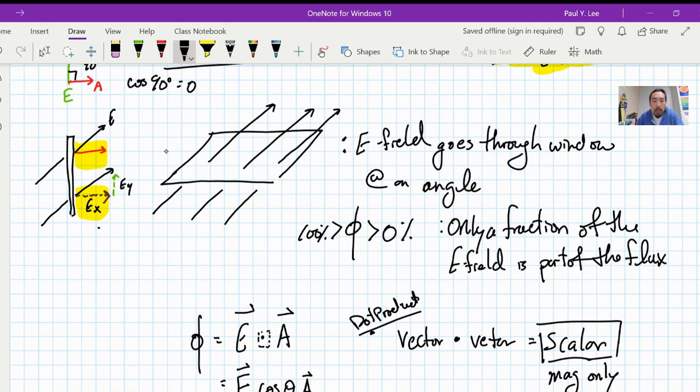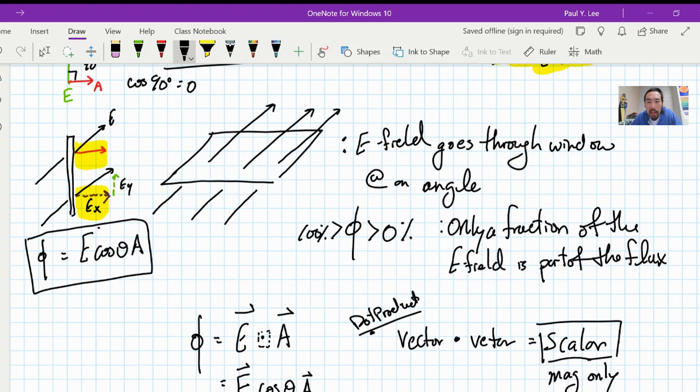And that's how we get E cosine theta A as flux. And that cosine theta is all about the dot product. The other one is called the cross product, but we'll talk about that when we cross that bridge.